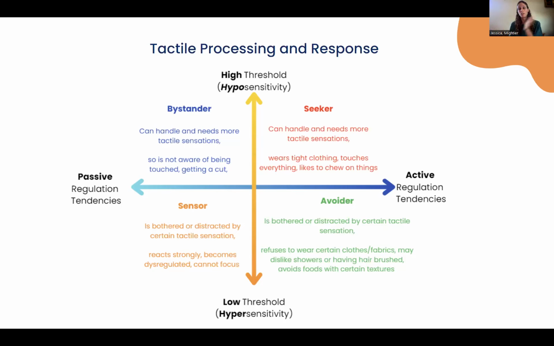And then our avoider, bottom right. So again, doesn't need so much, feels everything very intensely. And they're doing things to manage that right off the bat. So they're refusing to wear certain clothes or fabrics. They might not like showers or having their hair brushed. They're avoiding foods with certain textures. All of those things would fall into the tactile category.